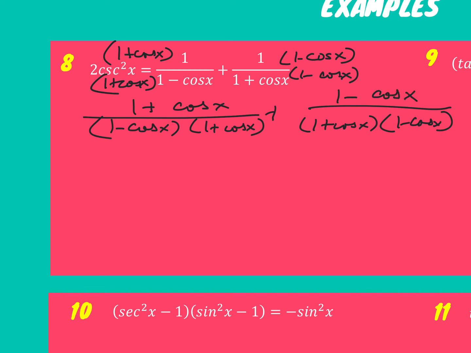Next, I can add my like terms in the numerator. So I'm just going to add the 1's. 1 plus 1 is 2. The cosine x's cancel.